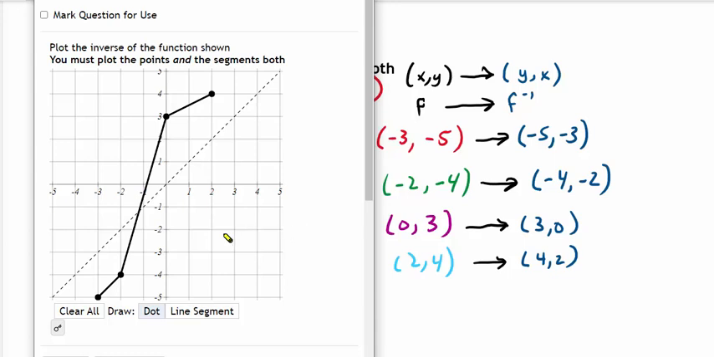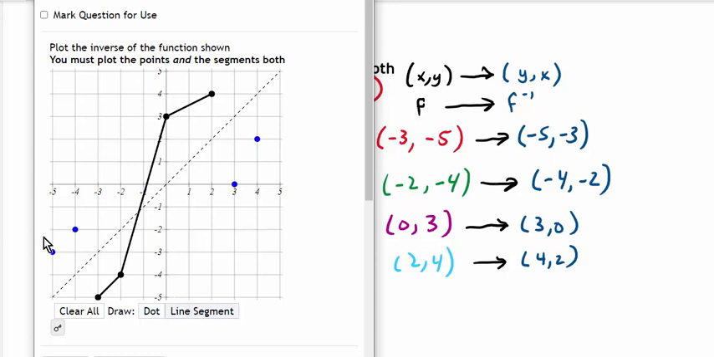Here is the same exact problem, and I would identify the point -3, -5, that's this one. Interchanging the coordinates, that would give us the point -5, -3. So since I clicked the dot choice here, I can simply put a dot at -5, -3. I will put another dot at -4, -2, another one at 3, 0, and finally we put a dot at 4, 2. The directions are that we must plot not only the points but also the line segments.